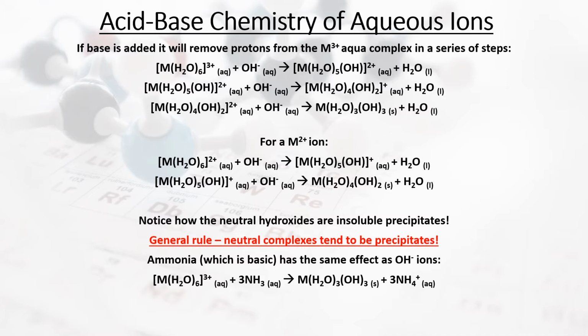Now ammonia, of course, can act as a ligand. We've discussed this in the previous videos, but it can also act as a base. And so ammonia has the same effect as hydroxide ions. So sometimes you can write your equations using ammonia as a base.